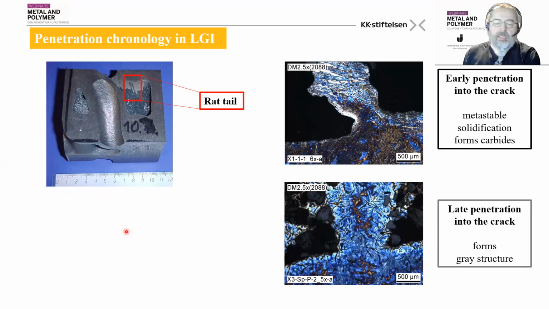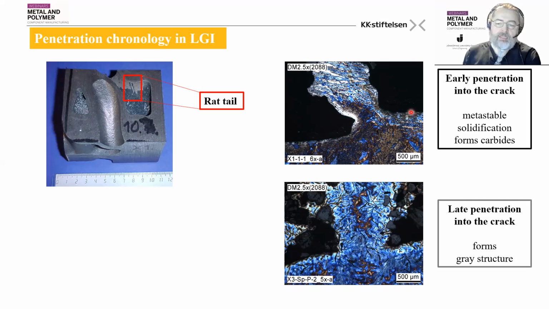Talking about rat tail and the crack, it can be observed two different types of cracks or metal penetrated into the crack. Based on the morphology, on the microstructure, which is presented in these two pictures, we can distinguish the time for the metal entering the space with use of color etching.